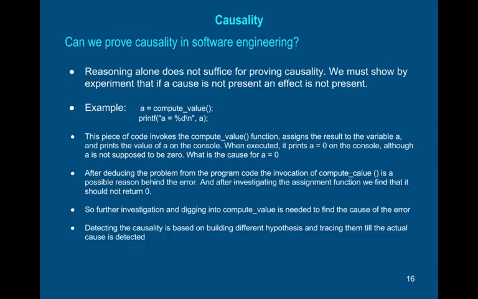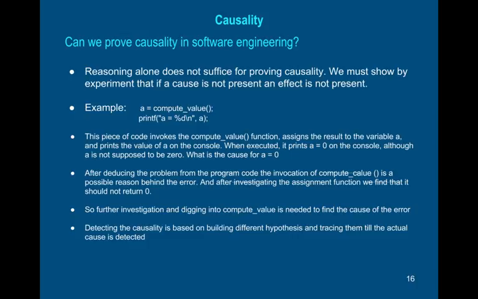return. And now we're just printing the a value to the user. So this piece of code invokes the compute function and assigns the result to the variable a and prints the value of a on the console. When executed, it prints a equals 0 on the console, although a is not supposed to be 0. So what is the cause of a equals 0?